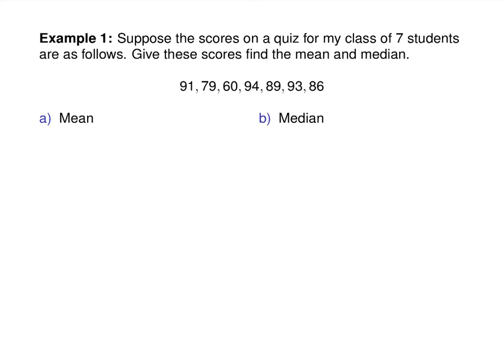So suppose the scores on my quiz for a class of 7 students are as follows. Given these scores, find the mean and median. So to find the mean, we add them all up and divide by how many. So x bar will equal 91 plus 79 plus 60 plus 94 plus 89 plus 93 plus 86, all divided by 7. So x bar is approximately 84.6.